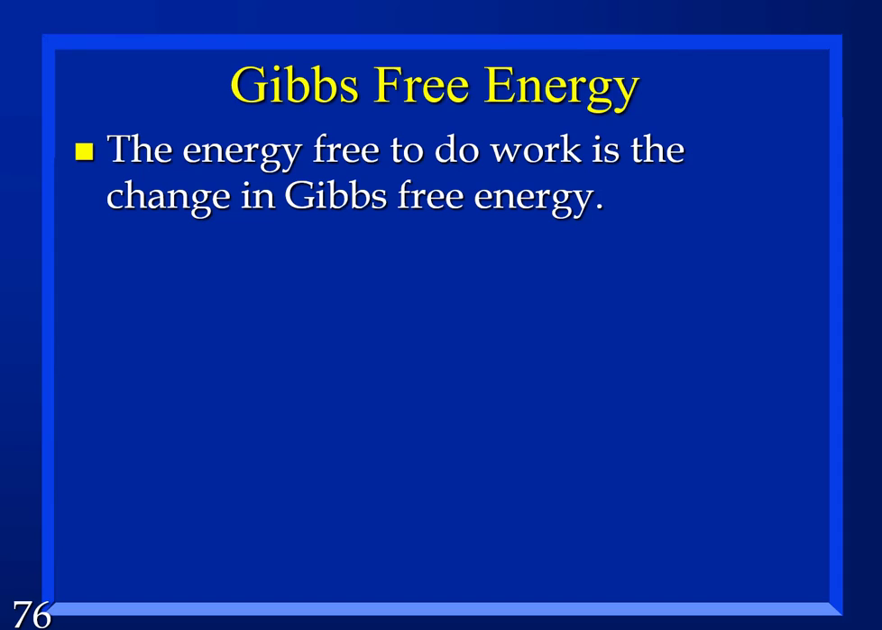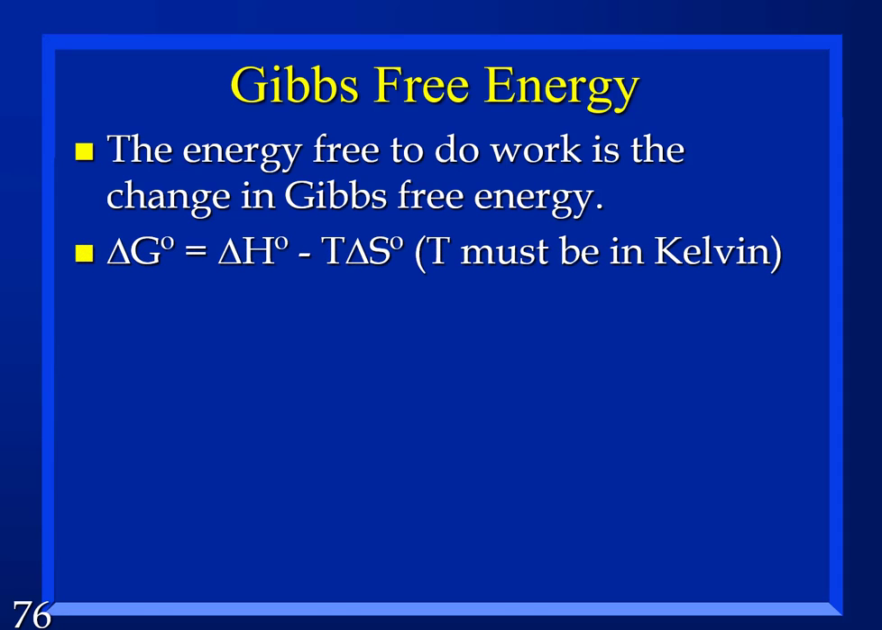So, and this is how he calculated it. The symbol for Gibbs free energy is a capital G. And delta G equals delta H minus T delta S. The T has to be in Kelvin for it to work. Temperature in Kelvin.